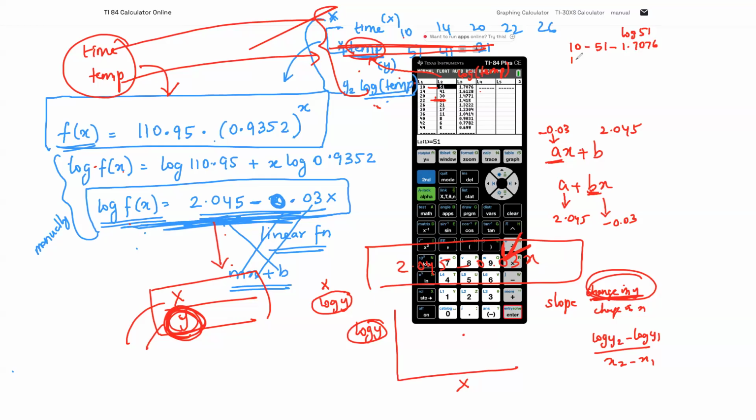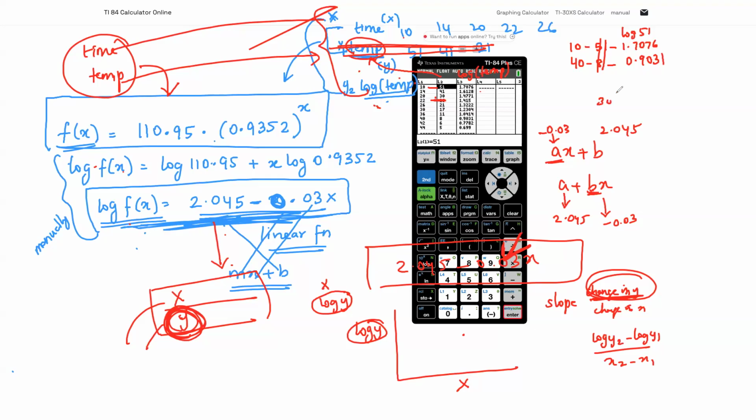Let's take 40, 8, and then you have 0.9031. So what would the slope be? On a linear ordinary function, it would be the change in y over the change in x. But on a semi-log plot, what would the slope be?